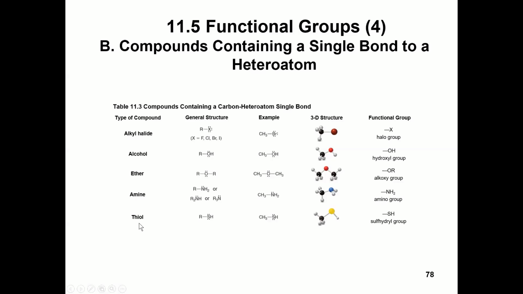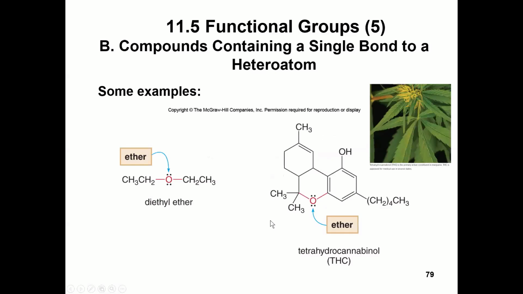And finally, you can have a sulfur attached, bonded to the carbon in the R group or the backbone, and that's called a thiol group, and the name of the functional group is called a sulfhydryl group. An example of that type of group would be methyl sulfide. So here are some examples of a functional group containing a single bond to the heteroatom.